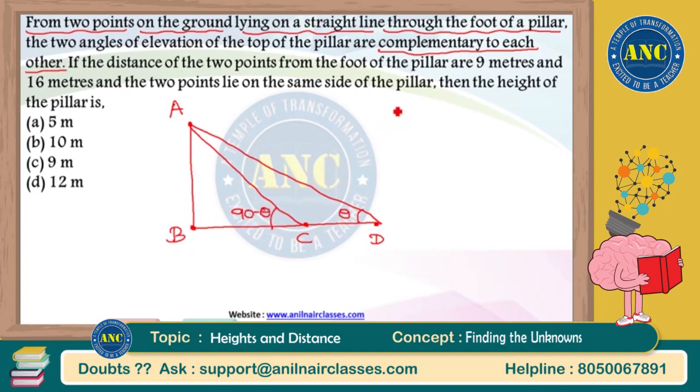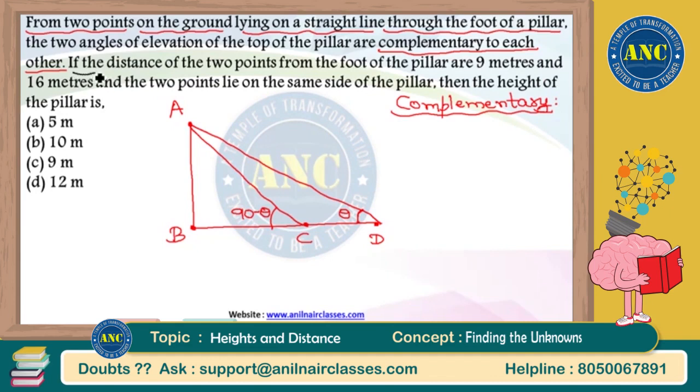What is the meaning of complementary angles? Complementary angles means the sum of two angles should be 90 degrees. I hope you are clear with this. Those angles are said to be complementary angles. Supplementary angles means the sum of the angles should be 180 degrees. Complementary is 90. That means if I call this theta, the other should be 90 minus theta. Then only theta plus 90 minus theta will become 90 degrees. Now, these are the two angles.